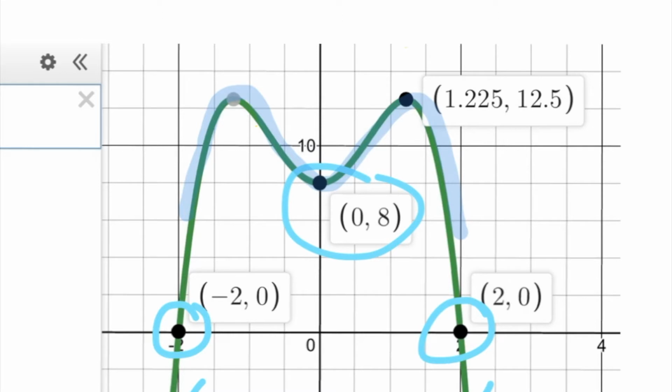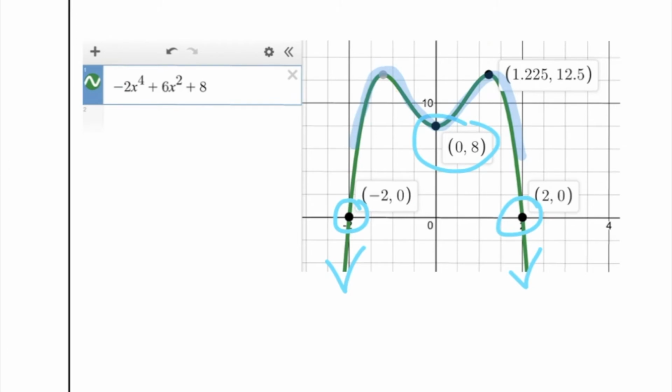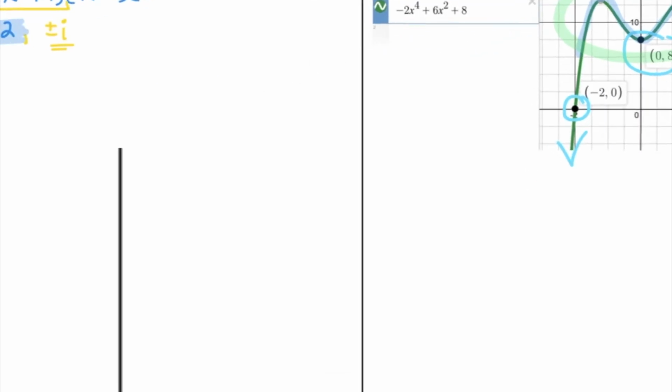But remember that you can't predict what the graph is going to look like based on what the i is. Just know that there are imaginary solutions to this equation or to this graph because of everything that's going on right there. You can tell by looking at the graph that there's going to be some imaginary solutions. So let's go ahead and graph this.